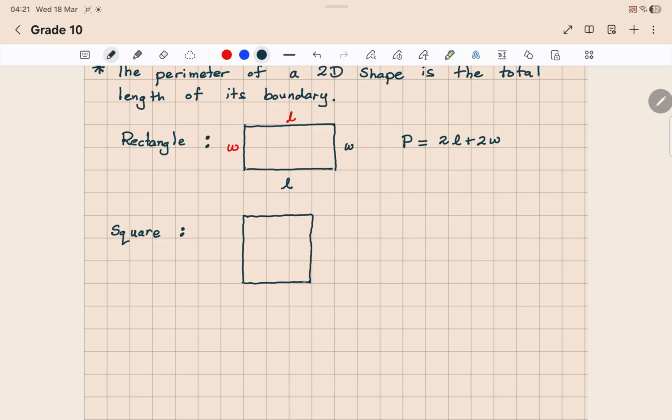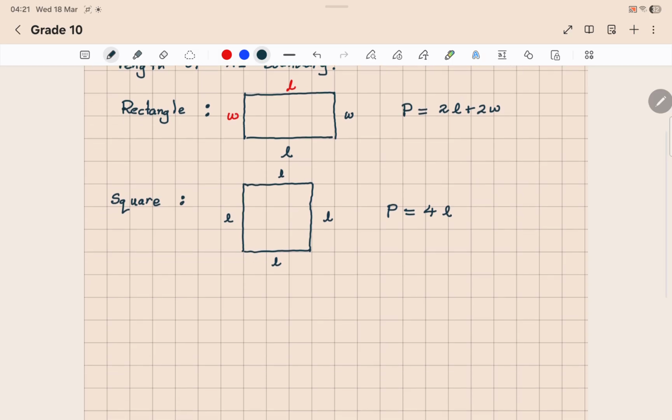So square length and width are the same, no? L, L, L, L. So the perimeter is what? 4 times length of a side. So 4L. Right. Then we have triangle.